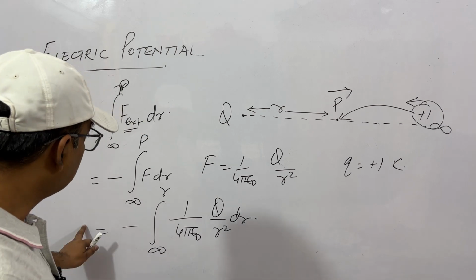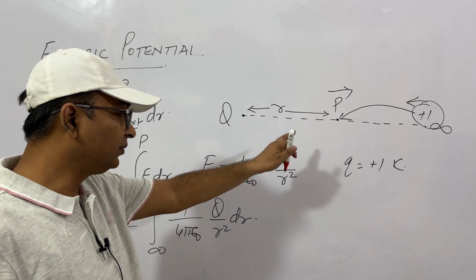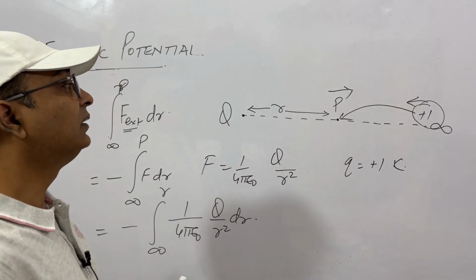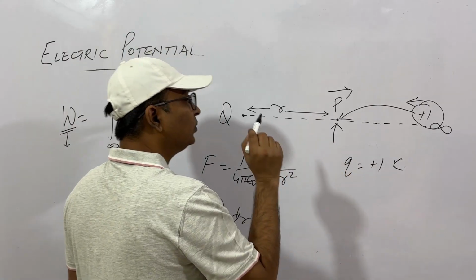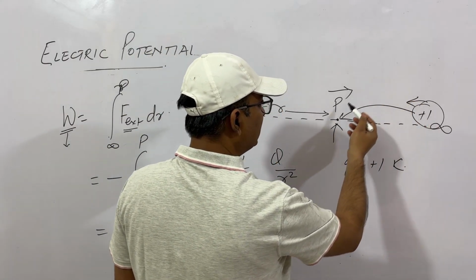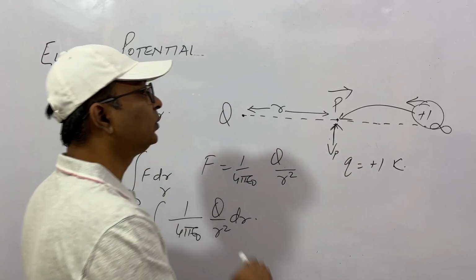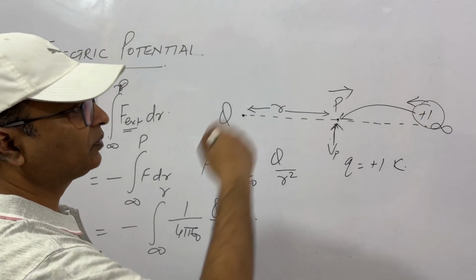So this expression gives the work done in bringing a unit positive charge from infinity to a point P, which is r distant from a charge Q. This is called the electric potential at this point. That is, the work done in bringing a unit positive charge from here to here is its potential. So you can write it as Vp, that is, potential at P. And what will be the work done in bringing Q charge from there to there?